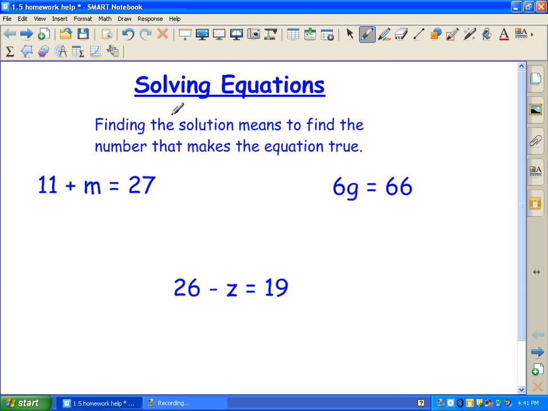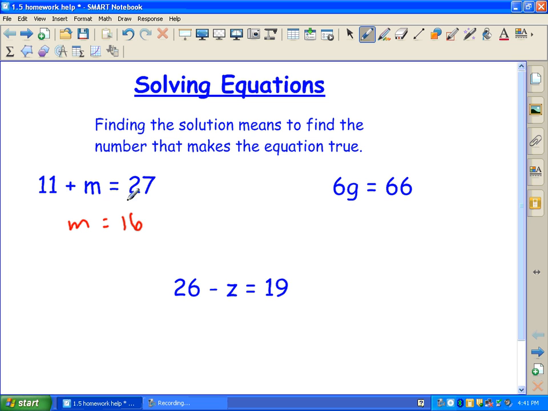Most of these can be done right in your head. So all they're asking is to find what number can I plug in for m to make this a true statement. So 11 plus what will give me 27. I think most people would be able to do this in their head and say, well, m would have to be 16 in order for these to add up to give me 27. So that is the solution to this.